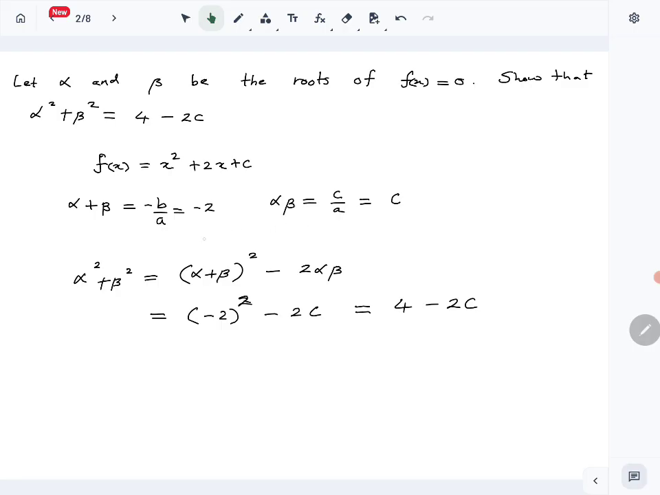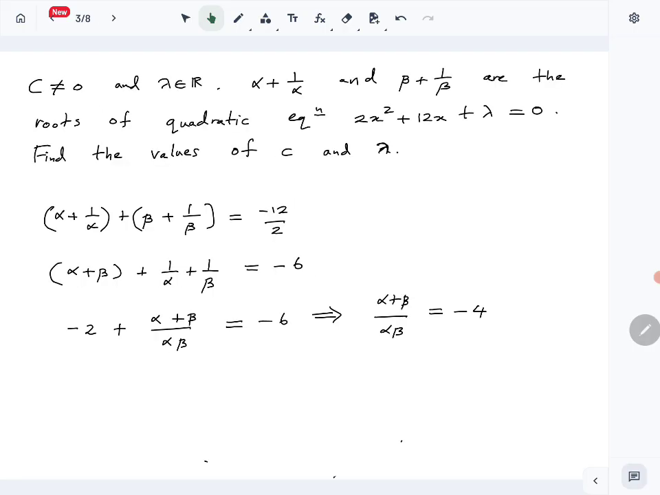And now we know alpha plus beta is minus 2 and alpha beta is c. So using those two we can find the value of c. So alpha plus beta is minus 2, alpha beta is c, so this is equal to minus 4. Then we get what? 4c is equal to 2, or c is equal to half, right? So we found c using the sum of the roots. To find lambda we will use the product of the roots, right?